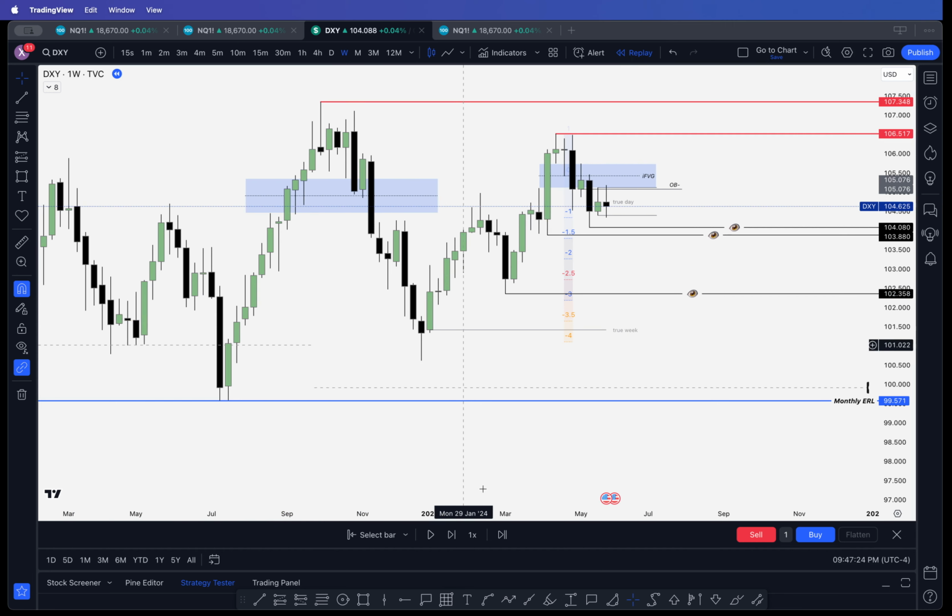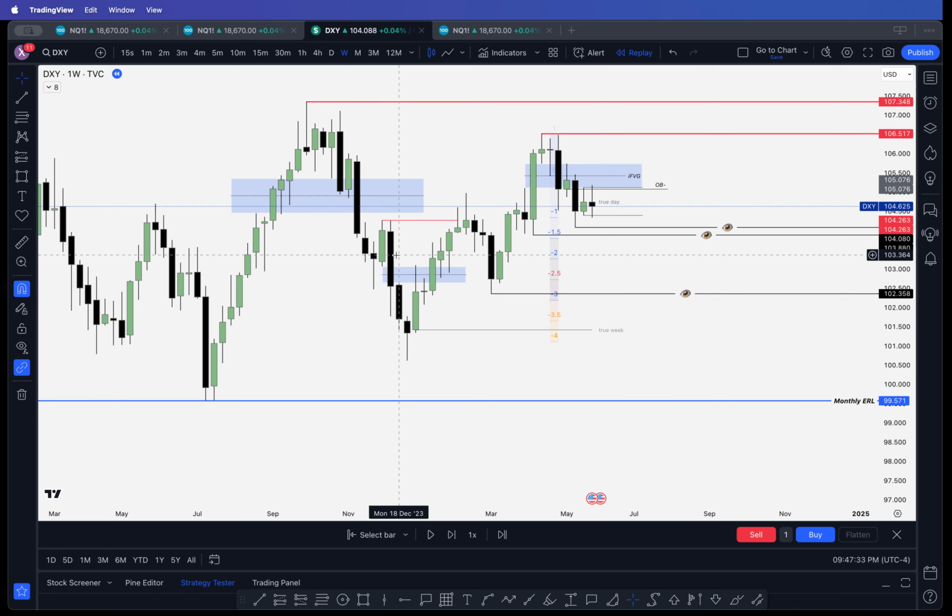Okay? Same story is told here. As the market fails to offer fair value and then continues lower, it will now seek premium liquidity above the market price. Right? Seek premium liquidity above the market price.